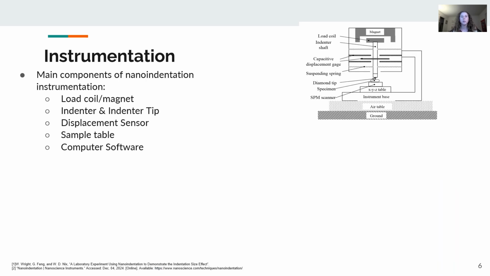So in terms of instrumentation, most nanoindenters are set up very similarly, although there's a lot of extra features that can still be added based on what sort of experiments you're trying to run. Most nanoindenters have a load coil or magnet, which controls the load force being applied to the sample, the indenter tip, a displacement sensor, which measures the z direction, how far the probe is going up and down, a sample table for XYZ movement of the sample to place under the indenter, and then computer software to visualize the load displacement curve and then calculate the modulus and hardness values.